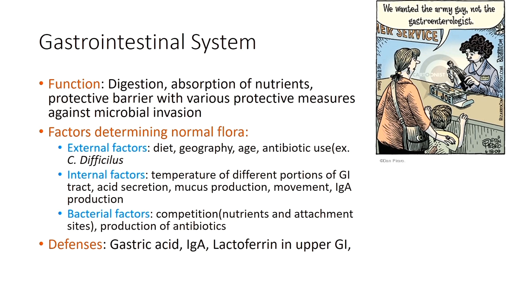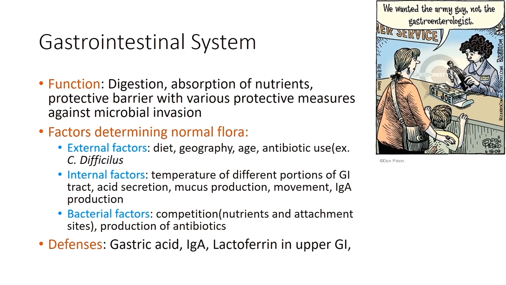Acid secretion as well. Not many things live in our stomach, and that keeps away certain organisms, which is great for us. We also have mucus production, and the movement of our bowel and the food that we ingest moves microbes out of the way. In addition, we have IgA. We also have bacterial factors. Some bacteria fight over the nutrients or attachment sites, so we have our normal flora versus our pathogenic organisms that come in. And that normal flora is an important aspect of keeping away pathogens.